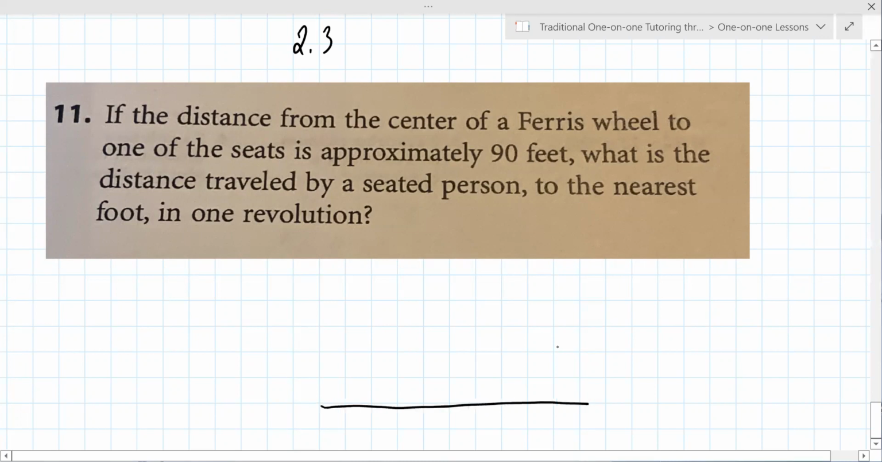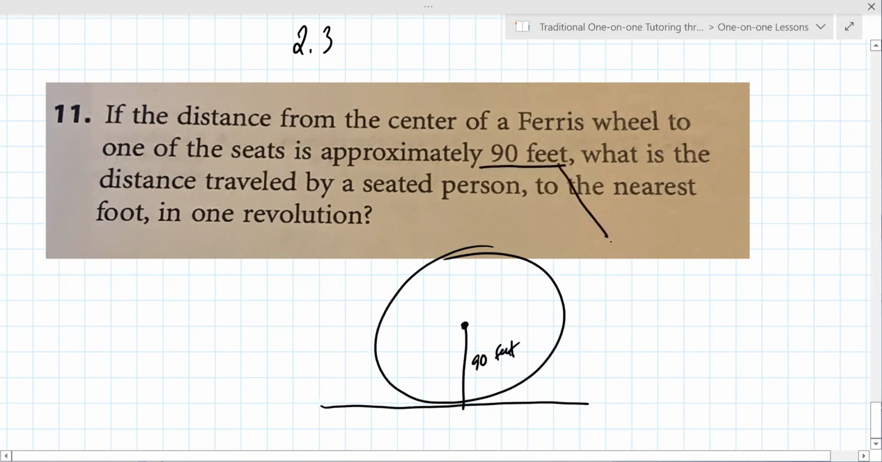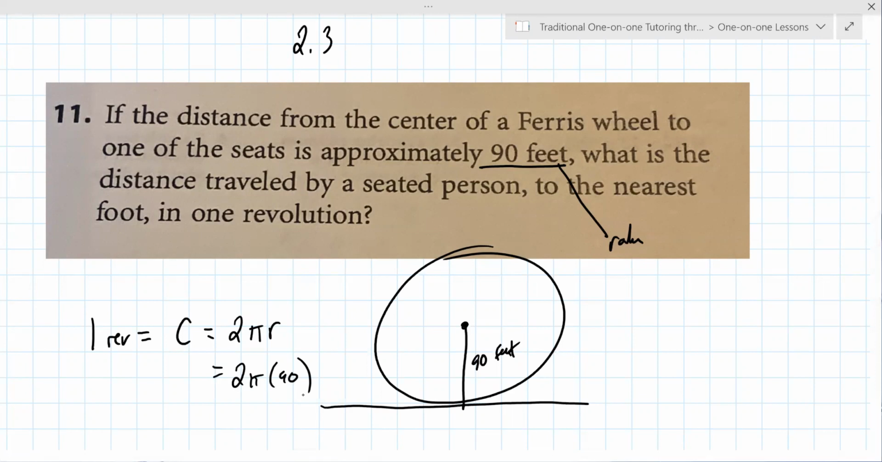All right, here we go. Ferris wheel. If the distance from the center of a Ferris wheel to one of the seats is approximately 90 feet, that's the radius. What is the distance traveled by a seated person to the nearest foot in one revolution? One revolution is the circumference. And then that would just be 180, correct? That's 180 pi. 2 times pi times 90. And then, right, because 90, then 180.